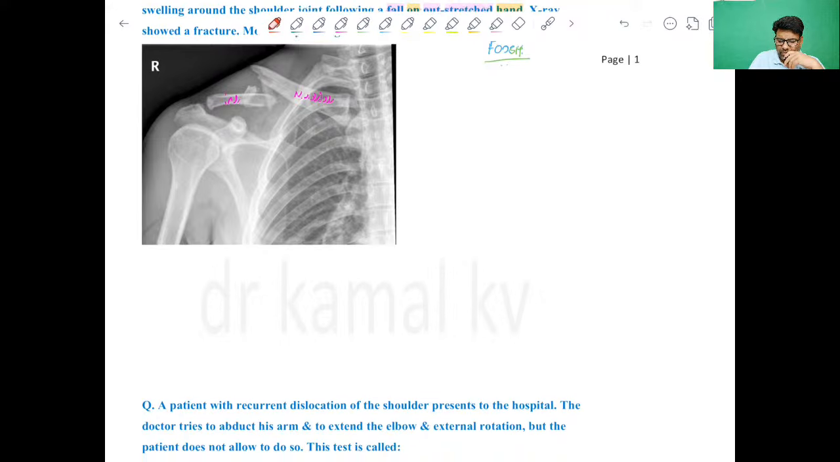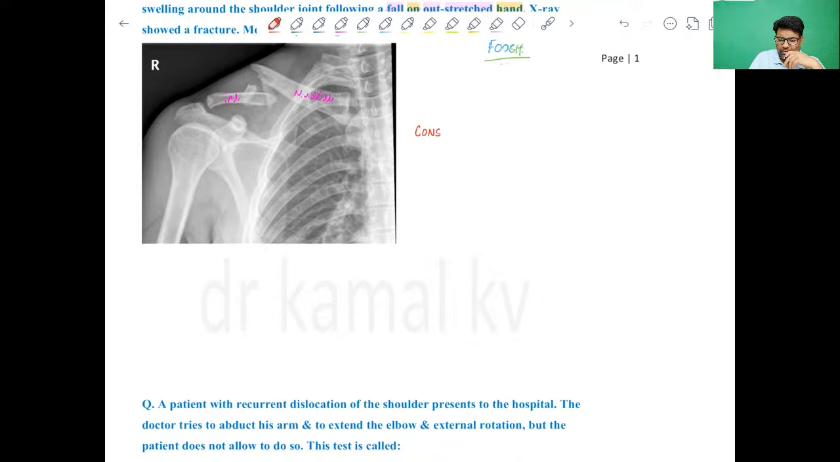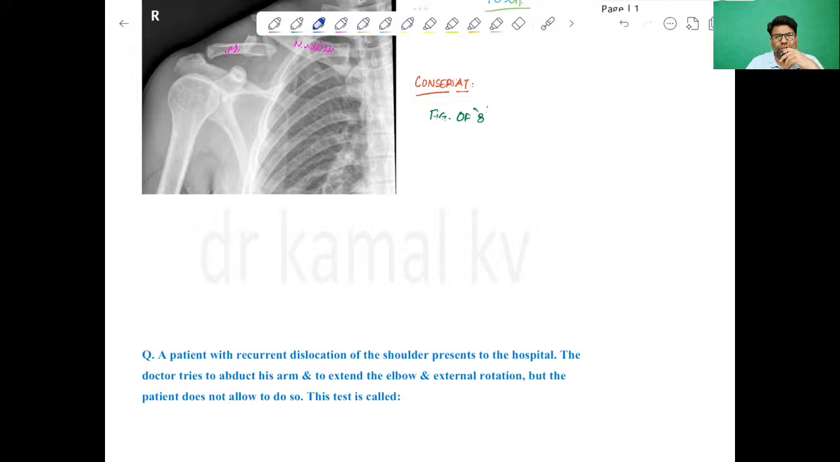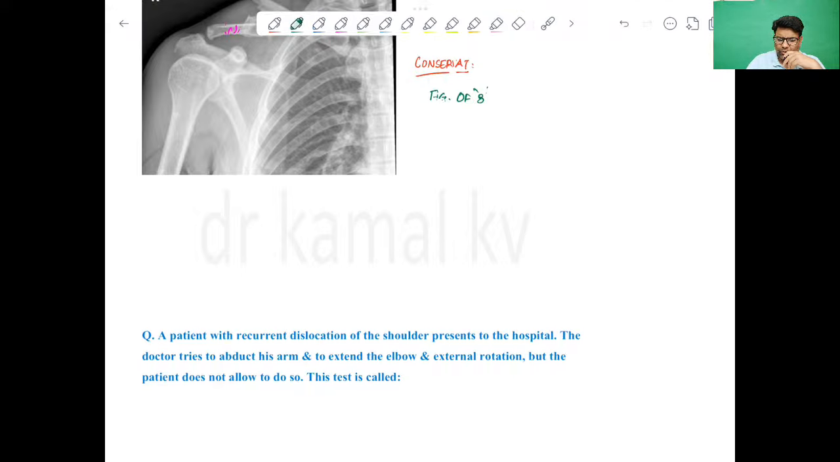The majority of cases can be managed conservatively, and we can simply give a figure of 8 bandage, right? So nothing much has to be done. Majority of the cases heal very nicely, although there might be some amount of malunion, but that is of no functional concern, because you must know that the function of the clavicle is to transmit the weight of the upper limb to the trunk. So this is the usual treatment.